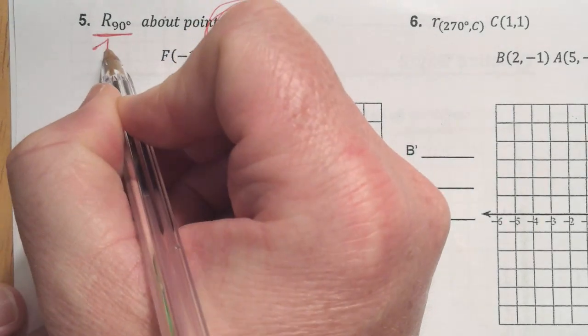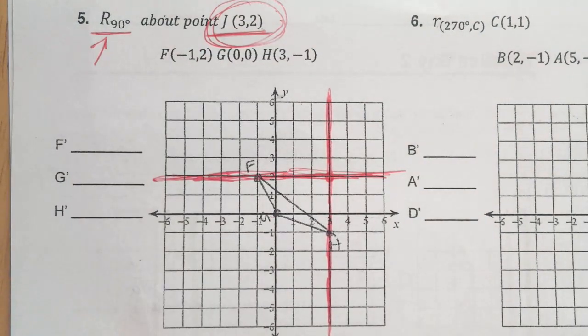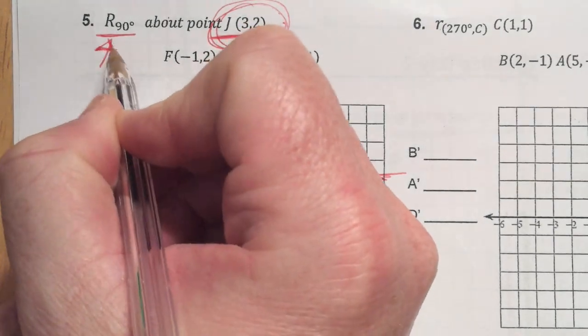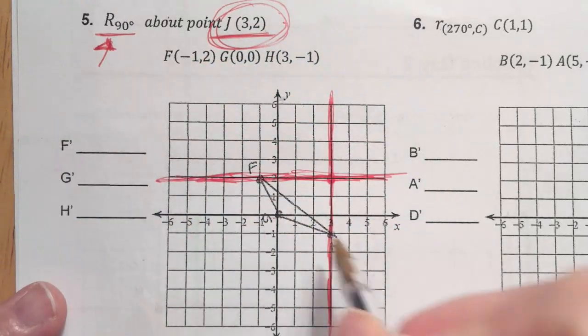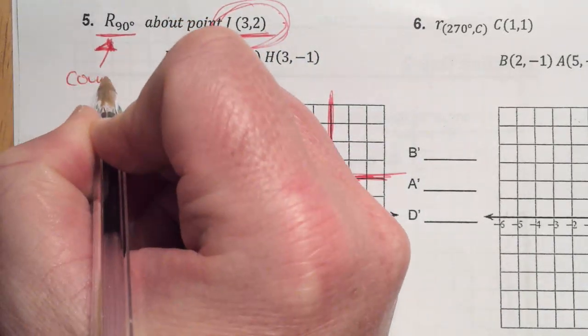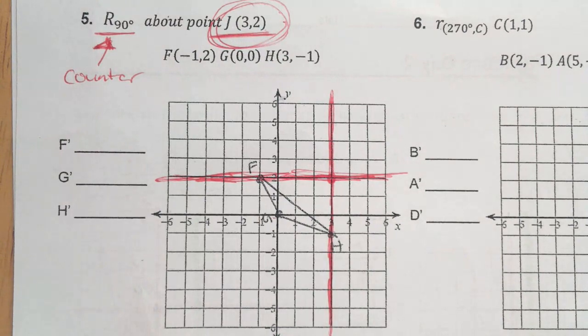Okay, we are going to rotate this paper. And they said to rotate 90 degrees. Which way are we going to rotate this? Are we going to go with the clock, which is clockwise, or are we going to go against the clock, which is counterclockwise? If they don't say anything, it's going to be against the clock. So we're going to go counterclockwise. Because they didn't say otherwise, we're going to go counterclockwise.